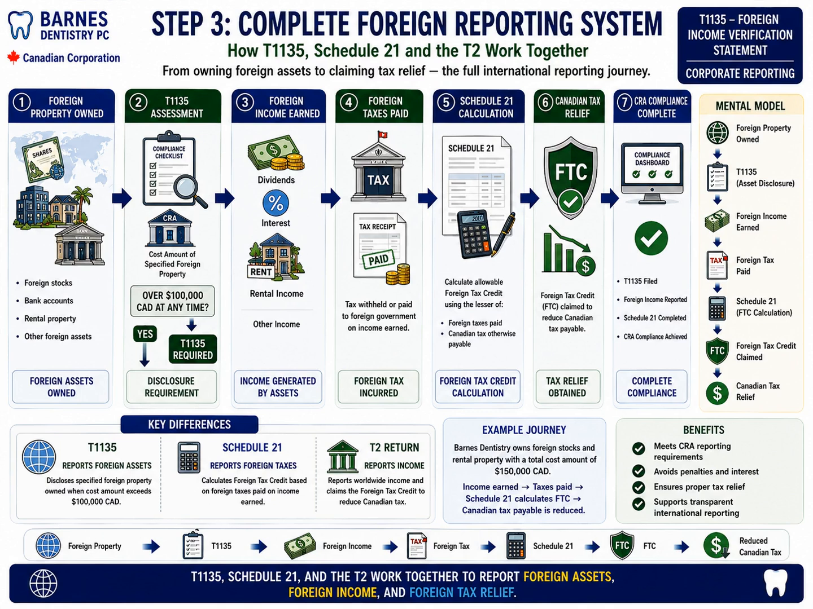Next, we move to Stage 3. Those foreign assets may generate income. The corporation may receive foreign dividends. It may earn foreign interest. It may collect foreign rental income, or it may earn other types of foreign source income. At this stage, the foreign property begins producing taxable income.